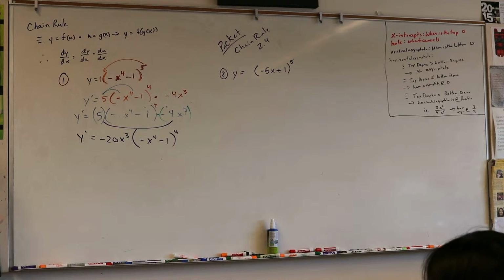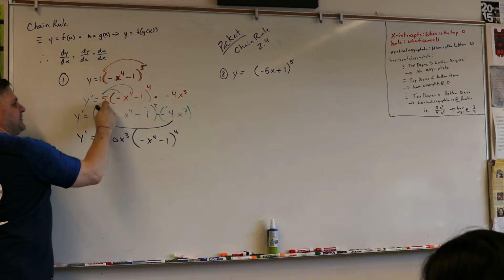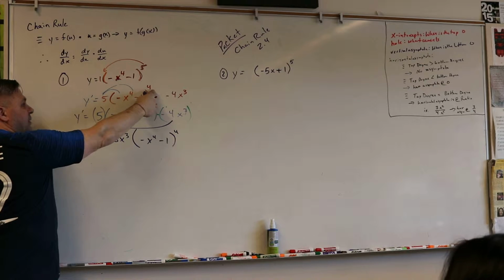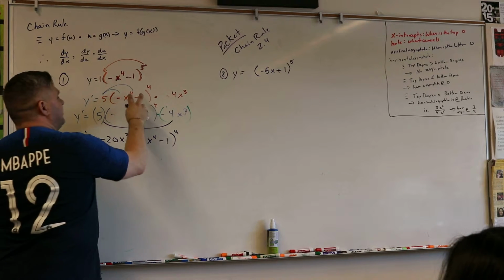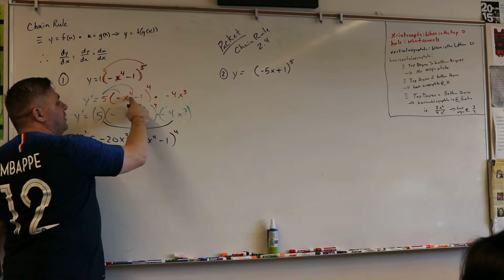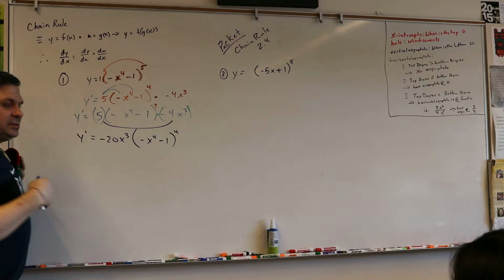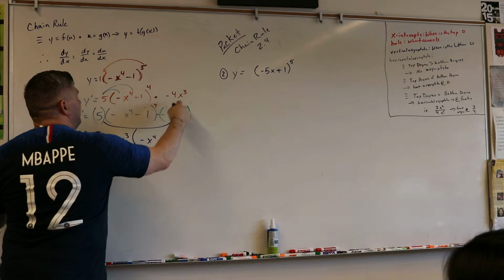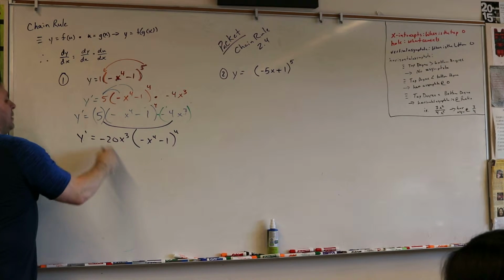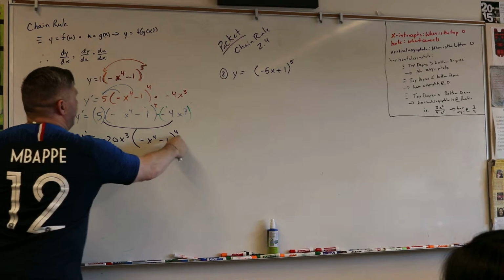So what we're going to do is take the derivative of this function, 5 times 1, which is 5, times the function, and take 1 away from that 5, which is 4. And then find the derivative within the function, 4 times negative 1, which is negative 4. Take 1 away from the 4, and we got 3. The derivative of negative 1 is nothing. And so we're left with this, but then we can put these two together to get negative 20x cubed times the function negative x to the fourth minus 1 to the fourth.